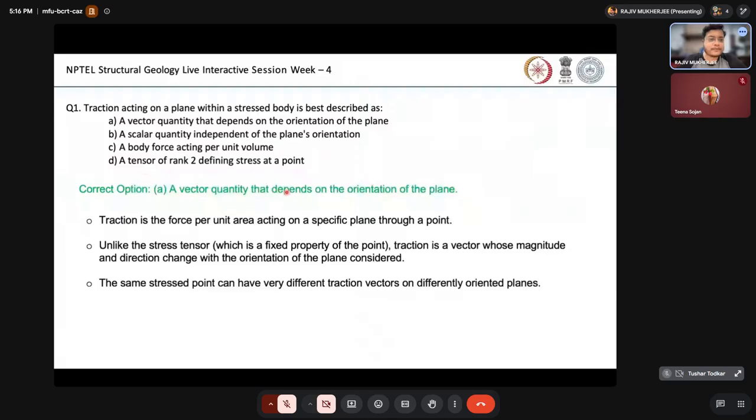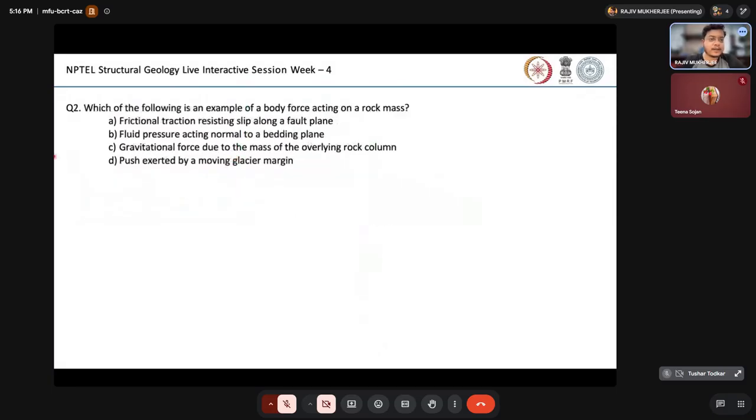Okay, so let us move on to the next question. Question number 2 says, which of the following is an example of a body force acting on a rock mass? Frictional traction resisting slip along a fault plane, fluid pressure acting normal to the bedding plane, gravitational force due to the mass of the overlying rock column, or push exerted by a moving glacier margin?